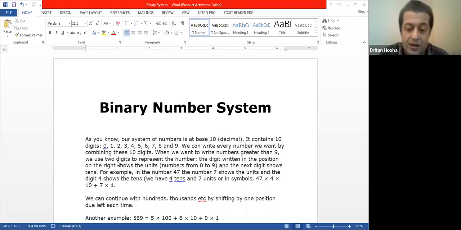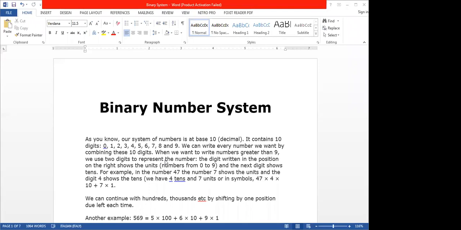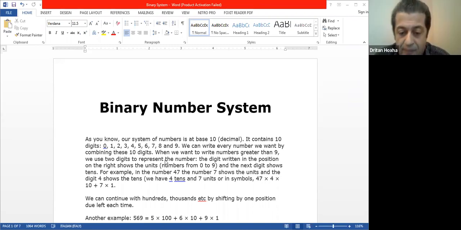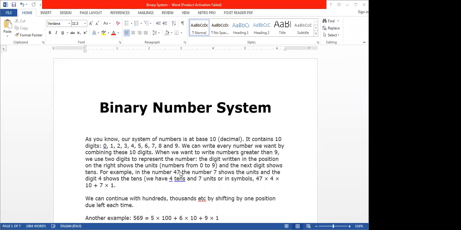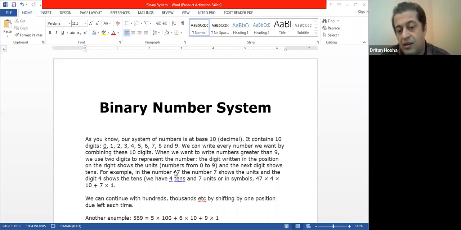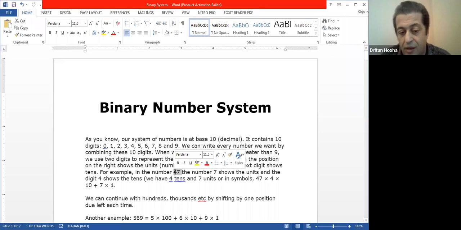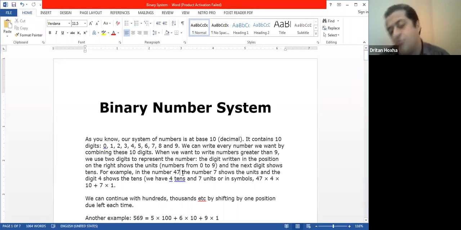In the decimal number system, we use 2 digits. One digit is not enough anymore, so we have to use another digit to express numbers greater than 9. We combine those digits, and the digit on the left, in this case the digit 4, shows tens, as you know.